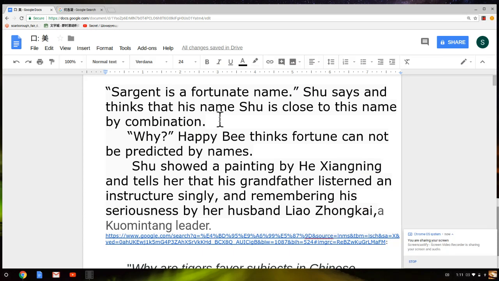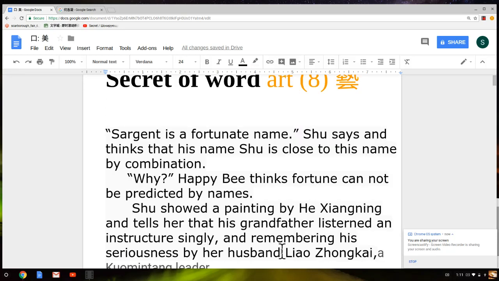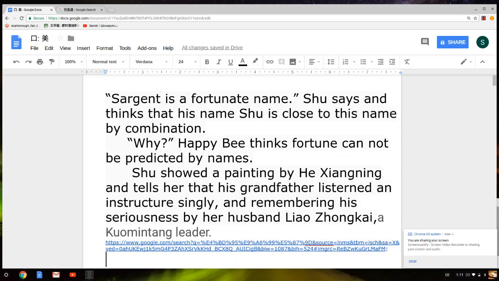Sardin is a fortune name. Speak of art. Shu showed a painting by He Xiangling and told her that his grandfather listened to my instruction singly.